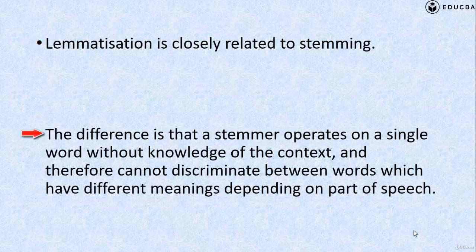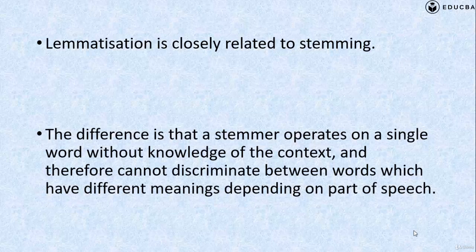The difference is that a stemmer operates on a single word without knowledge of the context, and therefore cannot discriminate between words which have different meanings depending on part of speech. So stemming is generally fast and lemmatization is slow. Why? Because lemmatization takes care of the context in which the word is used, but stemming does not take care of that. It cannot discriminate between those words which have different meanings.